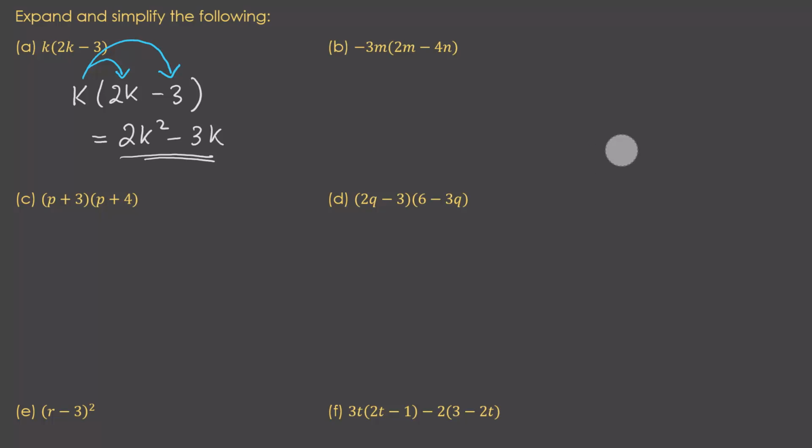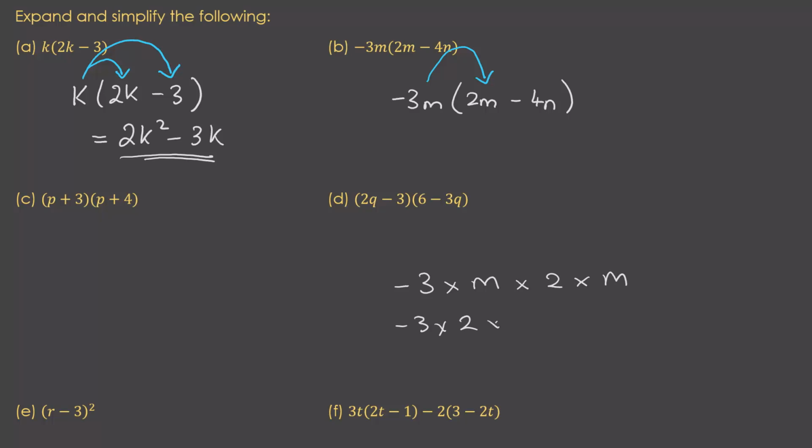So the next one is negative 3m, 2m, take away 4n. So negative 3m times 2m. Again, that's negative 3 times m times 2 times m. We can bring the numbers together and the letters together, and you should see that that is now negative 6m squared.